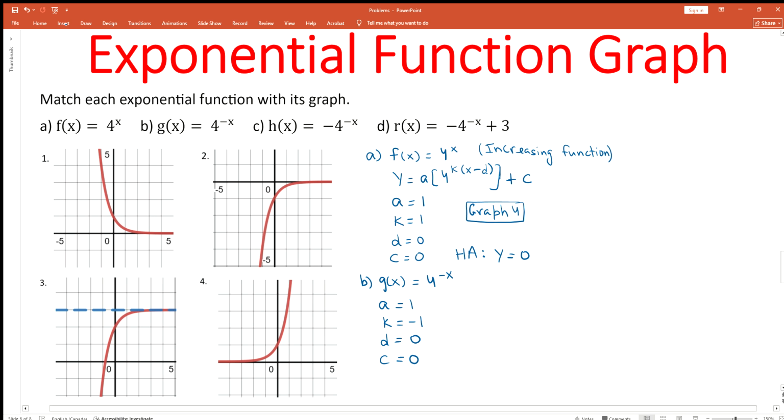As you may know, if k is equal to negative 1, there is reflection over the y-axis. So the graph for function g(x) is the graph of function f(x) that is reflected over the y-axis. We can see that if we reflect graph number 4 over the y-axis, we get graph number 1. So the graph for function g(x) is graph number 1.